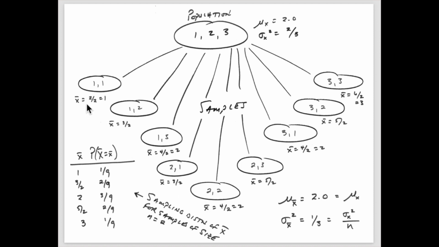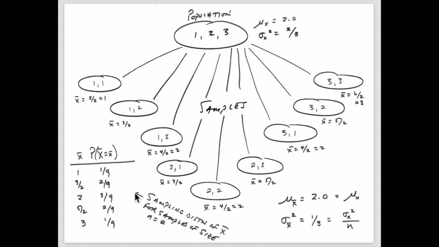And then from these, well, let me also say that because of the way that we are selecting the samples, we're selecting them at random and with replacement, then what that does is it causes each of these 9 samples to be equally likely. And so each one has a probability of 1/9 of being selected. And so using that information, along with the possible values for x bar, we see that there are 5 unique values that the sample mean can take on in this situation: 1, 3/2, 2, 5/2, and 3.